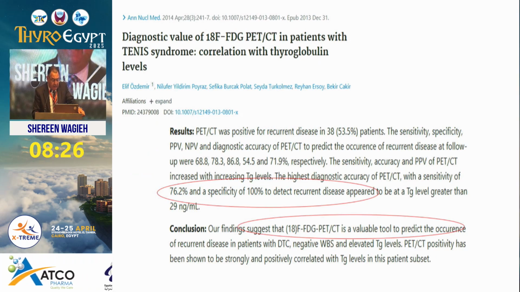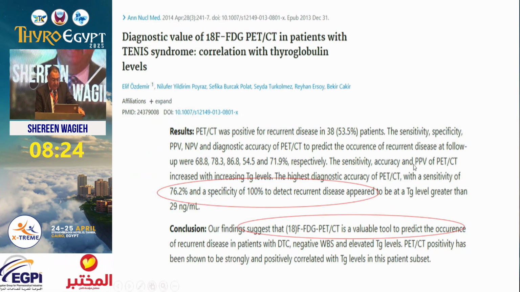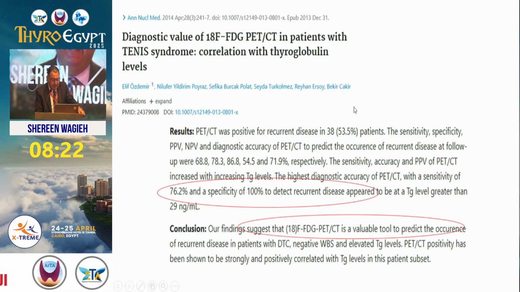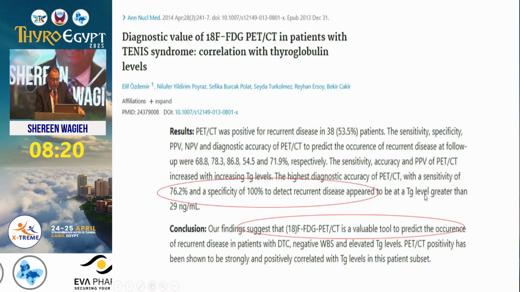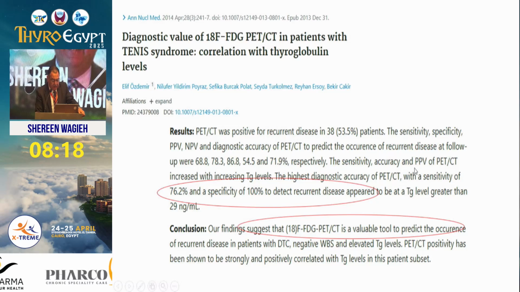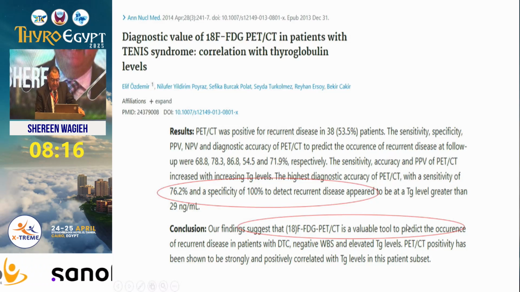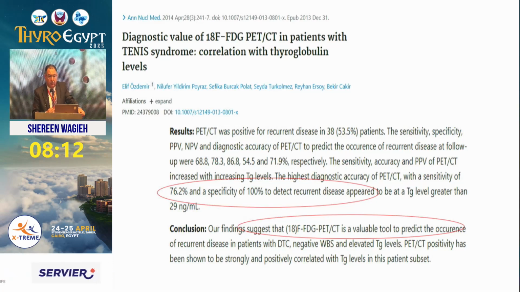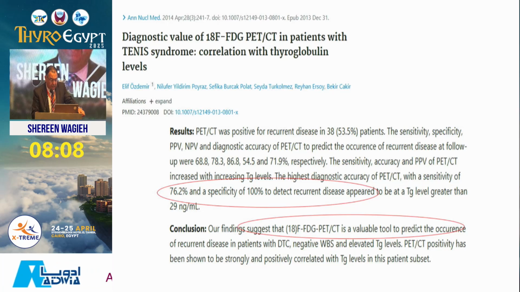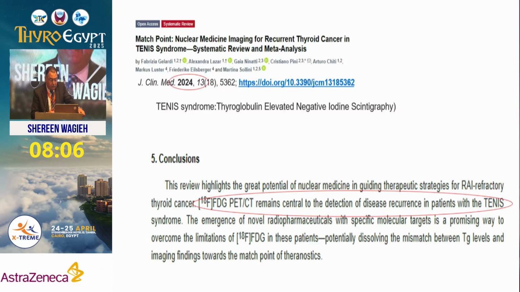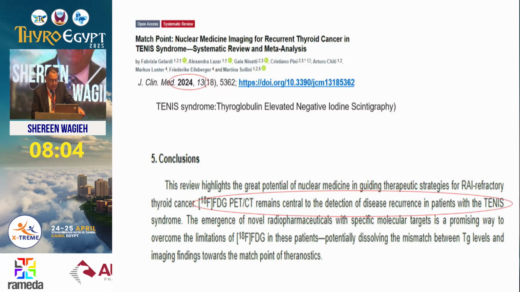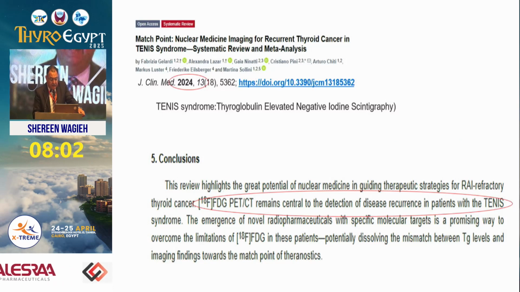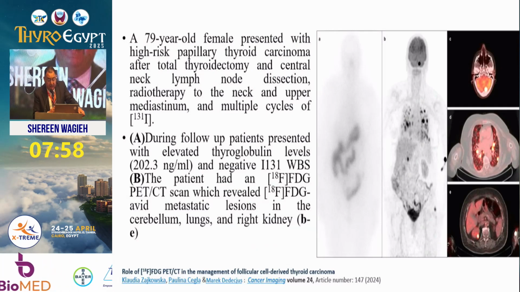In the year 2014, this paper found that FDG has very high sensitivity and specificity for detection of recurrence in patients with TENIS syndrome, stating that this is a very valuable tool to predict occurrence of recurrent disease, and the diagnostic performance increases with increasing serum thyroglobulin level. In the year 2024 also, it was reported that FDG PET-CT remains central in the detection of disease recurrence in patients with TENIS syndrome. This is very nicely expressed here.